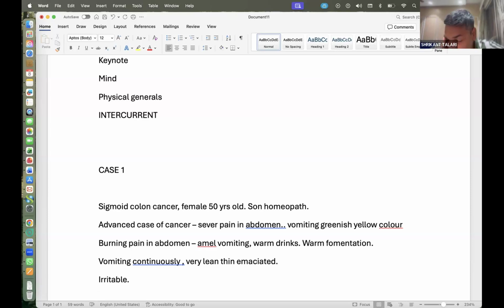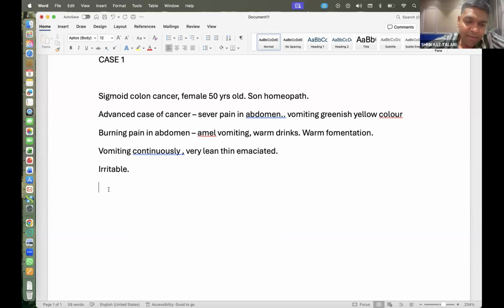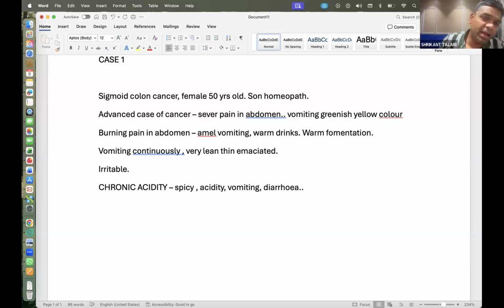So I asked him, what is the history? Why did she develop all this? He says that the patient says she has always had a chronic acidity problem. So what is the problem? She says that if she ate anything spicy, she used to have acidity. And then she used to have vomiting, diarrhea, all these symptoms. She used to have a lot of vomiting and diarrhea.